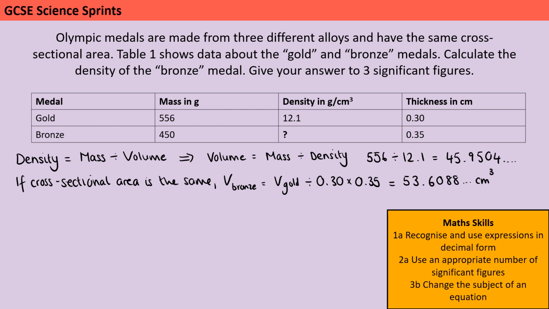Now that I know the volume of the bronze coin, I've already got the mass of the bronze coin and I can work out the density. We've already said that density is mass divided by volume. So 450 divided by 53.6. Again, I wouldn't actually round here. I would use the answer button on my calculator, and I'm getting an answer of 8.39 and so on.